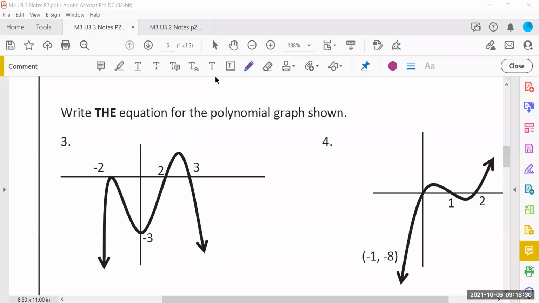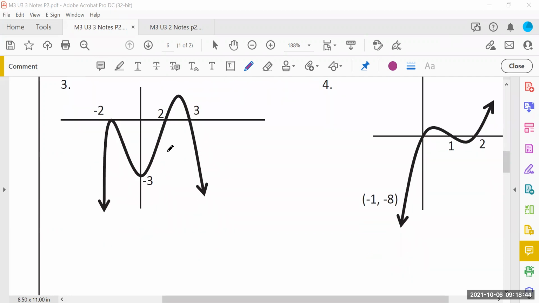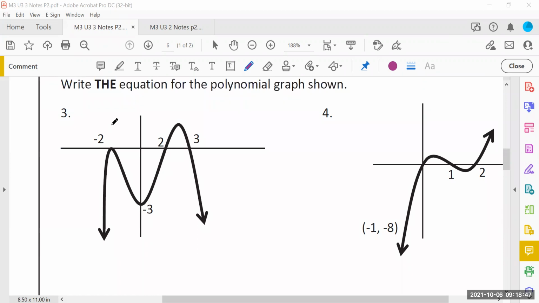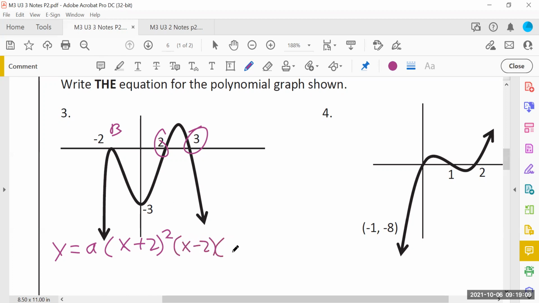So for 3 and 4, we're going to have to figure out what A is. Not just is it positive or negative, but what is A? So when I'm looking at this, write the equation for the polynomial graph shown. I'm going to pull out all the factors just like before. But before that, I'm going to look at this and say, oh, that one's a bounce. And then I have one here and one here. So I know that this is going to be y is equal to A times x plus 2 squared, at the bounce, times x minus 2 times x minus 3.